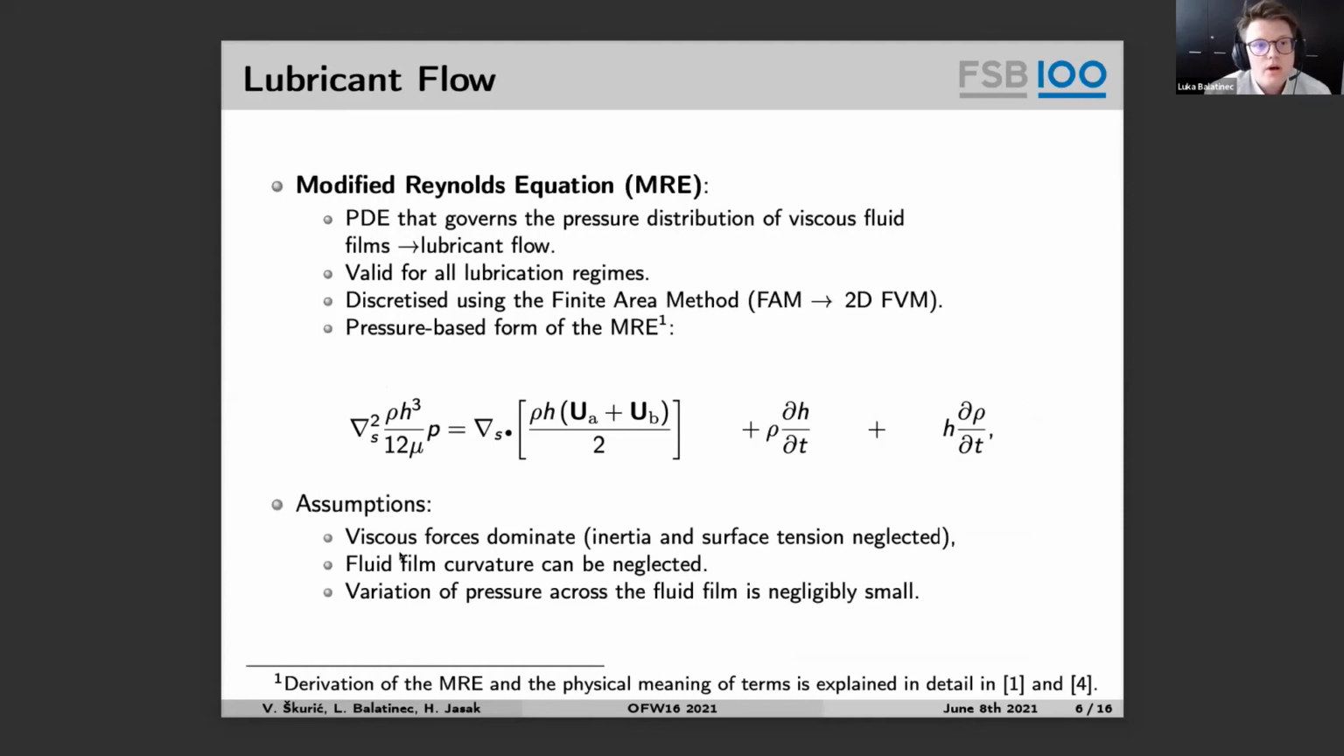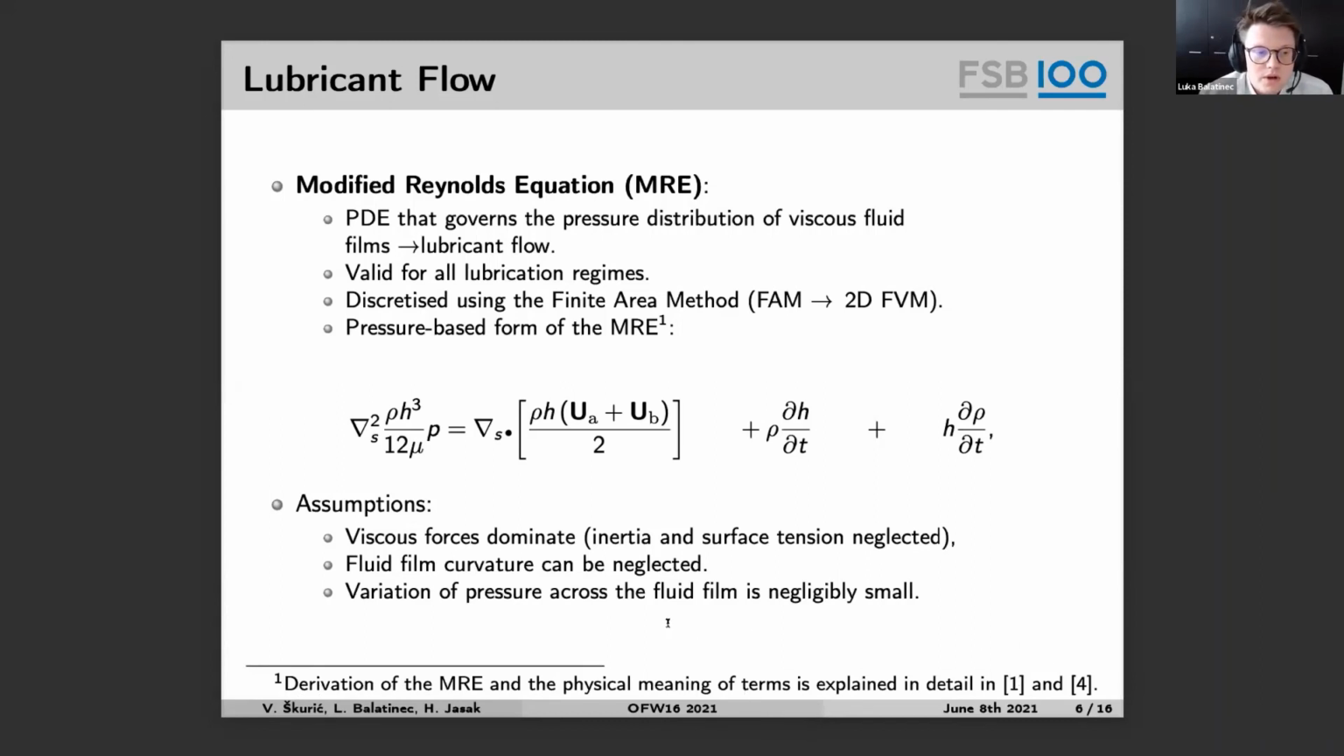So the lubricant flow in our model is described by a modified Reynolds equation. This is a partial differential equation which governs the pressure distribution of the viscous fluid films, meaning our lubricant flow. It needs to be valid for all lubrication regimes, and this modified Reynolds equation was discretized using the finite area method, which is a two-dimensional counterpart of the finite volume method. Here we can see a pressure-based form of the modified Reynolds equation, but if you are interested in the derivation of the equation and a discussion of the physical meaning of certain terms, please check the references given below.